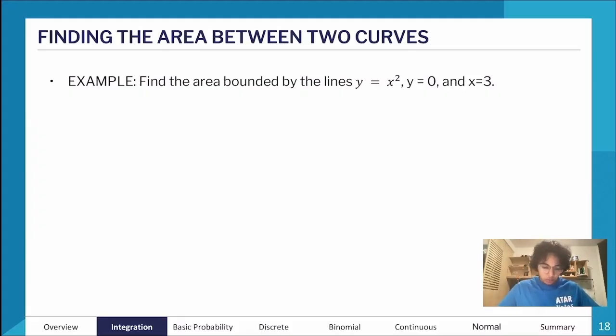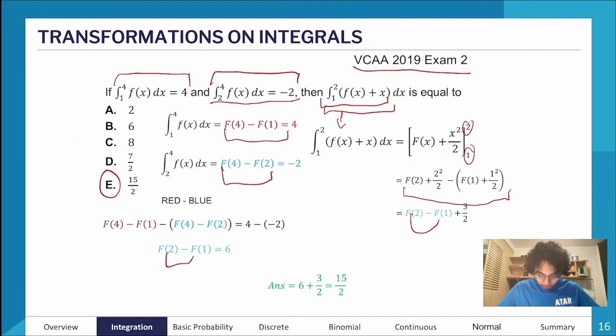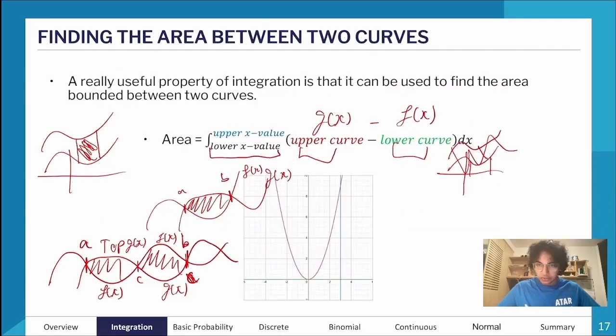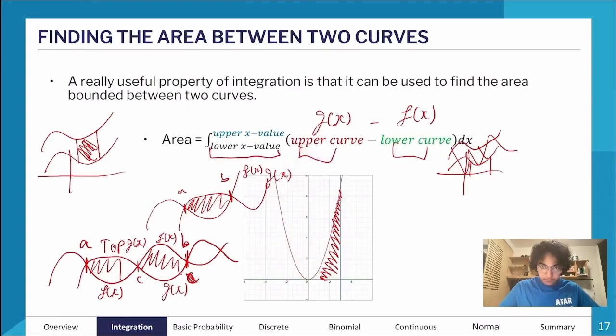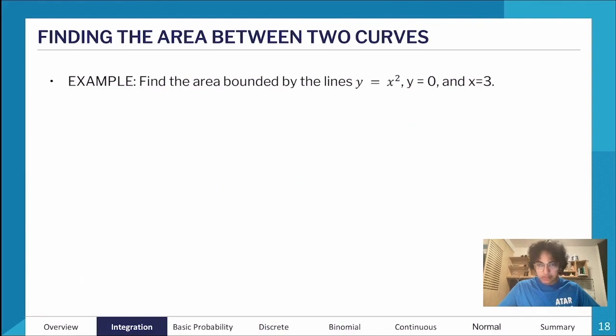Okay, so what it wants is the area bounded by the lines y is equal to x squared, y is equal to 0, and x is equal to 3. That's represented on this diagram here, the one that I've scribbled on. Sorry about that. But we want this area here. So they said y is equal to x squared, y is equal to 0, and x is equal to 3. Okay, how can I do that?